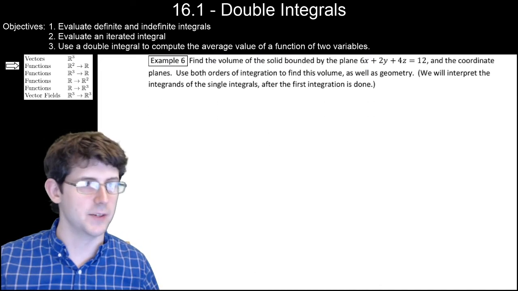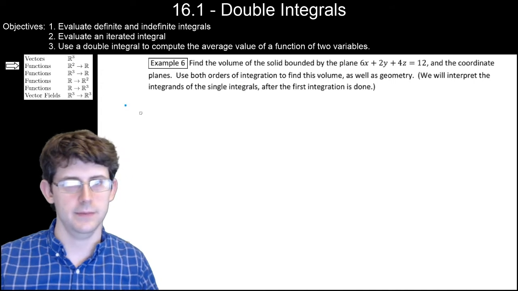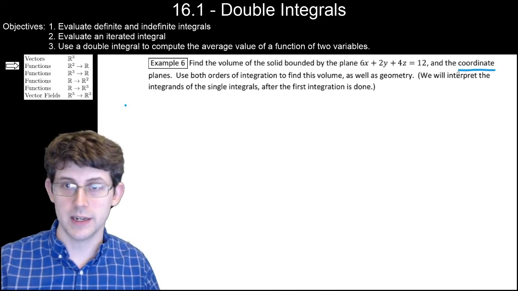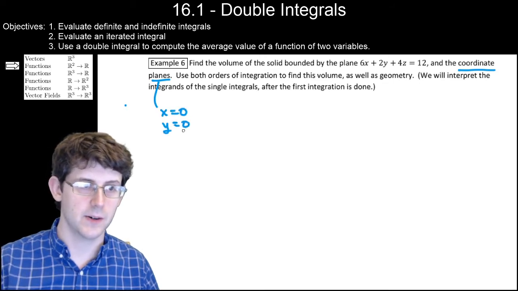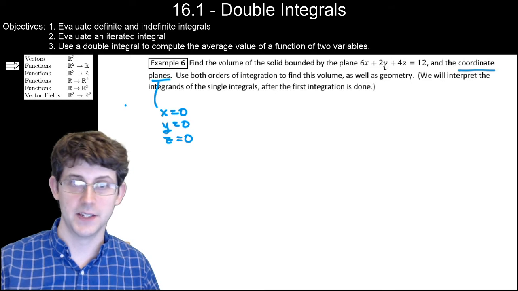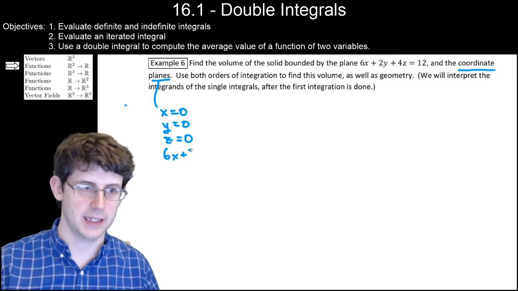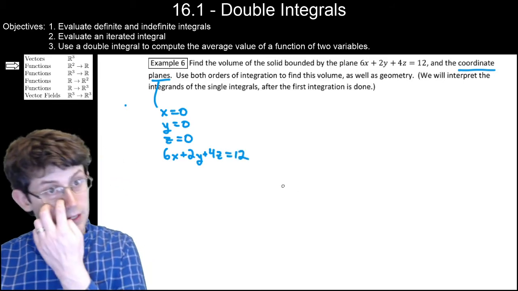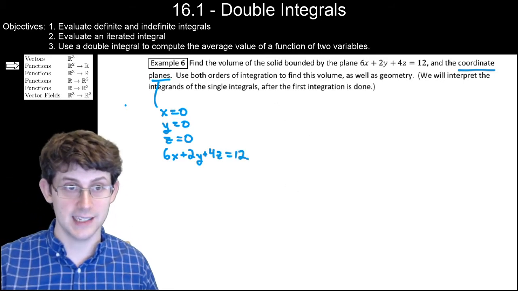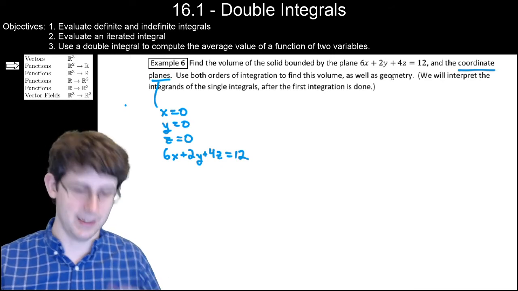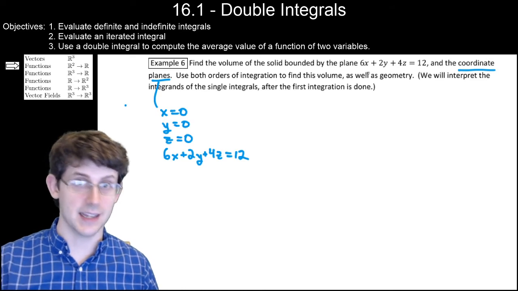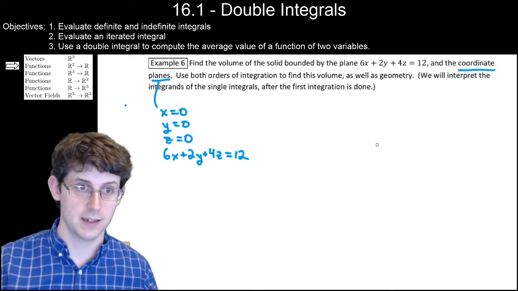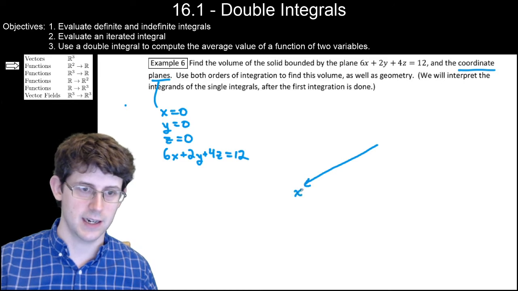So let's find a volume. We're going to go between the coordinate planes. The coordinate planes are x equals 0, y equals 0, and z equals 0. And then also this plane, 6x plus 2y plus 4z equals 12. We're trying to find the volume of the solid that's under this plane and bounded by all the coordinate planes. This form of a plane makes it easy to see the intercepts, the same way that I did the intercepts before. So let's try to get a picture here.